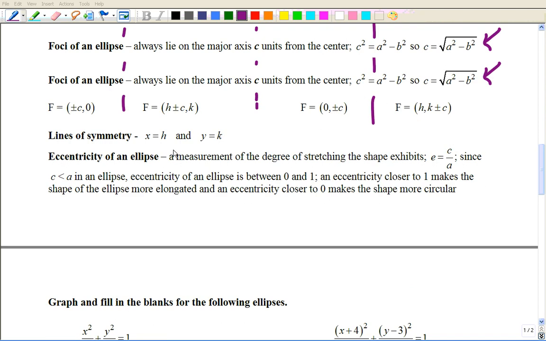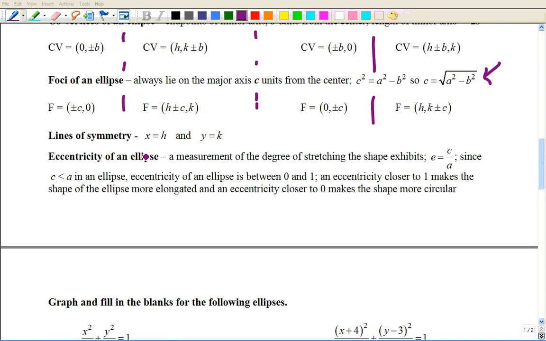And then finally at the bottom of that first page, the lines of symmetry are just the lines that divide the ellipse in half. So you'll always have 2, a vertical and a horizontal. Your lines of symmetry will always be x equals the x value of your center and y equals the y value of your center. X equals h, the x value of the center, and y equals k, the y value of the center.